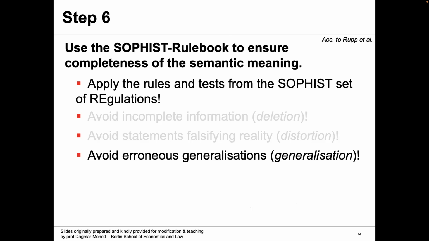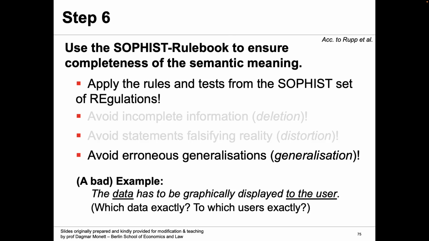Avoid generalization. For example, if the requirement is displaying the data, that is such a generalized statement. What fields need to be attached to this requirement? How does the client want the data to be displayed? A bad example here is that the data has to be graphically displayed to the user. This raises questions like, which data exactly are we talking about here, and to what users do they want that data to be displayed?